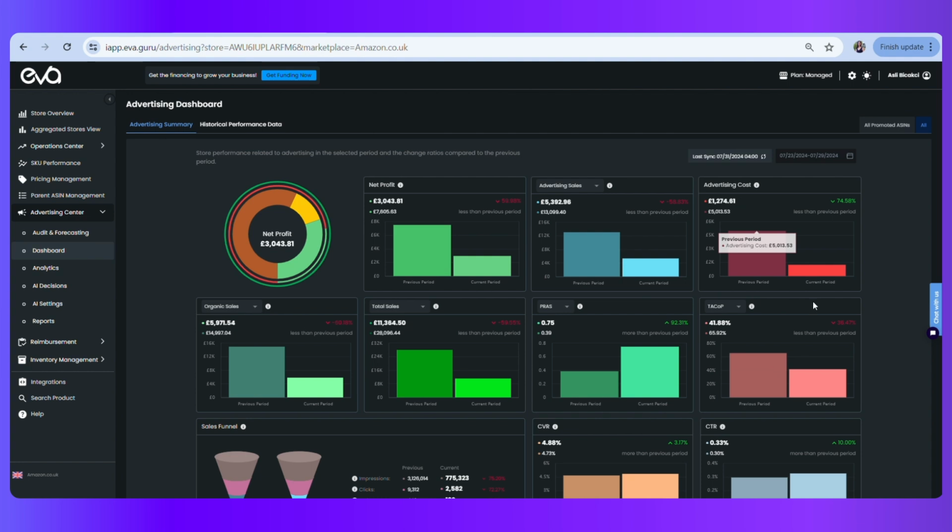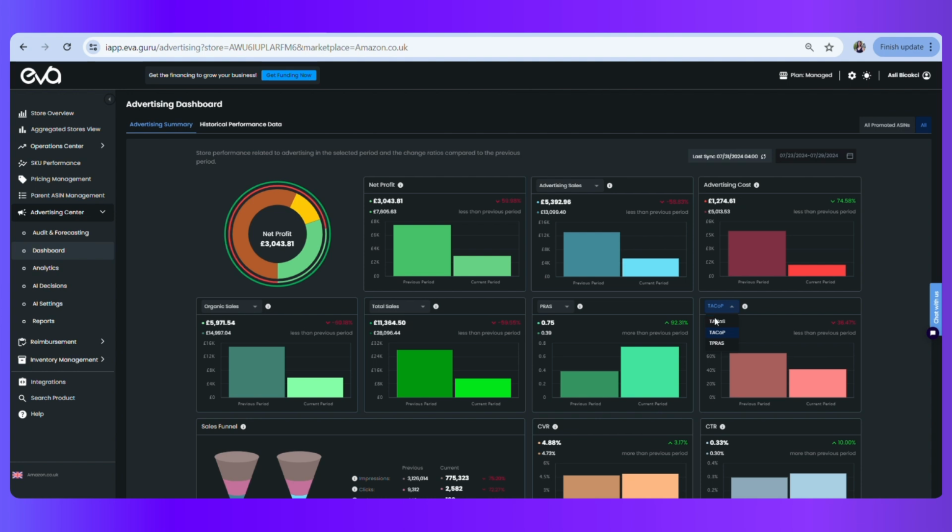And also we have the TACoP metric here. TACoP stands for total advertising cost of profits, and it's calculated by expense divided by total profit, which means that, for example, here for gaining $100 profit, I'm talking about the total net profit, by the way, this customer needs to spend $41.88.